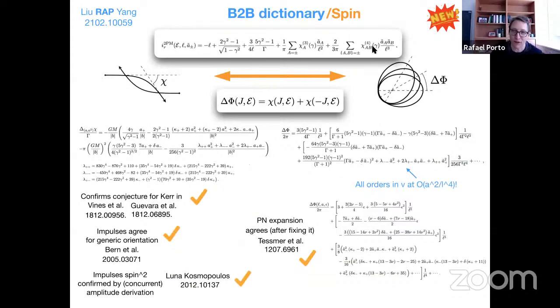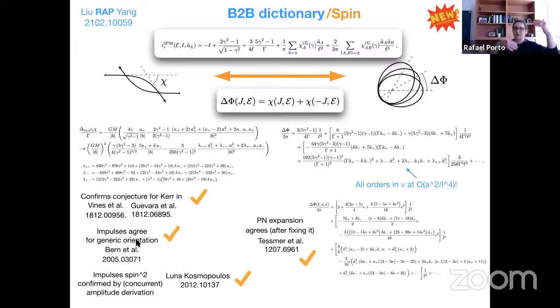This is one of the most beautiful formulas I've seen. This is the radial action for the 2PM problem, which is just from the angle. So this is the spinless part, but this is the spinning part, just from the angle. You get the full answer for the bound case. For example, the periastron advance to all orders in velocity and spin squared directly from the scattering angle through the bound-to-bound dictionary. And we also confirm this scattering angle calculation using different methods for the Kerr case.